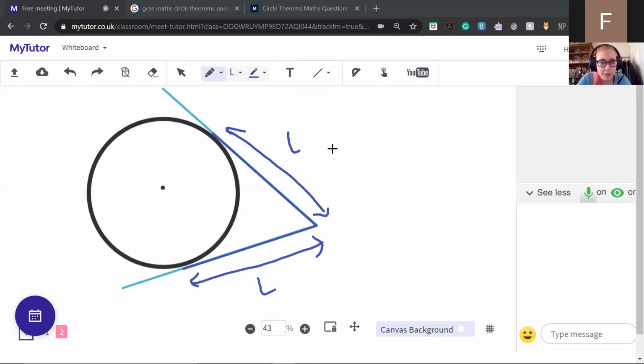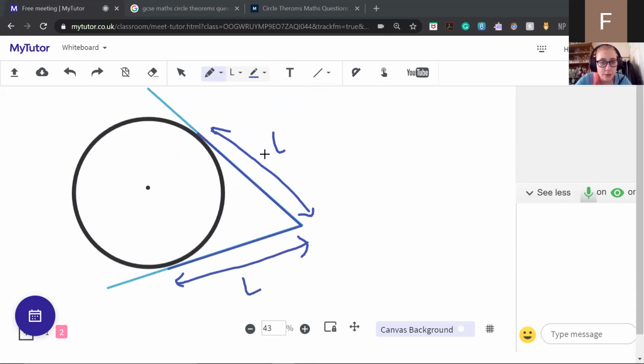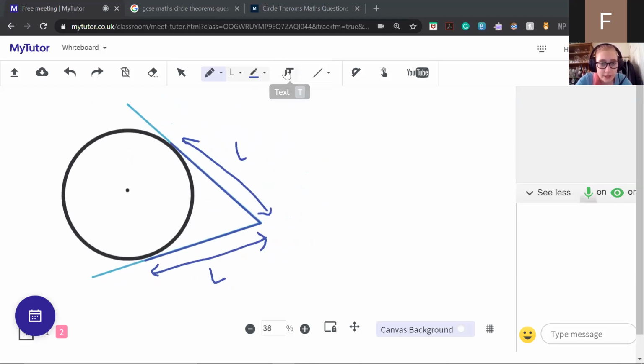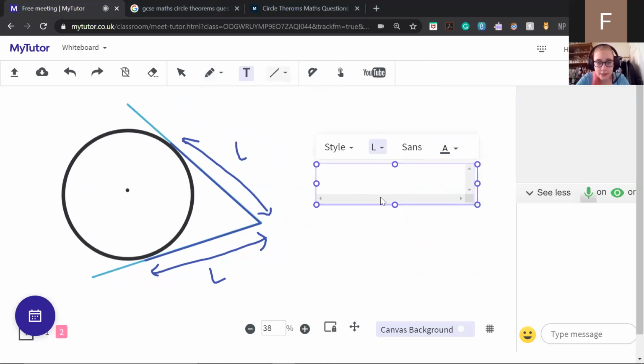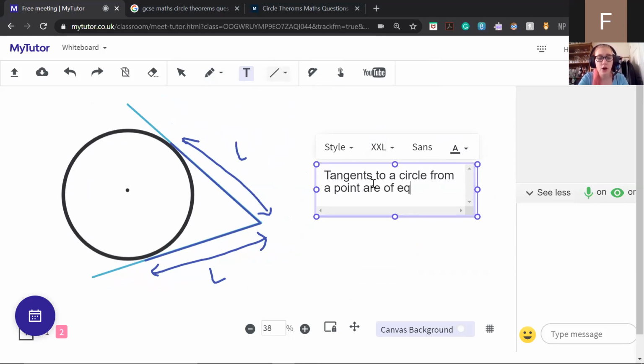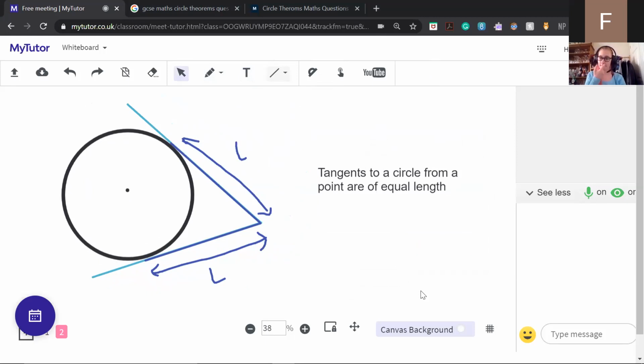Someone said, what's the proper terminology for this one? Oh yeah, you're right, I'm sorry, I didn't write that one out, did I? So it's: tangents to a circle from a point are of equal length. That's the proper terminology for that one. Okay, so two more.